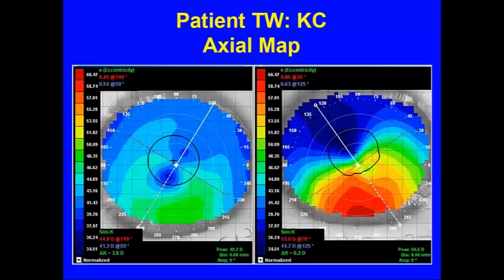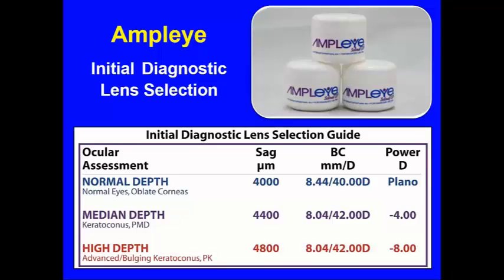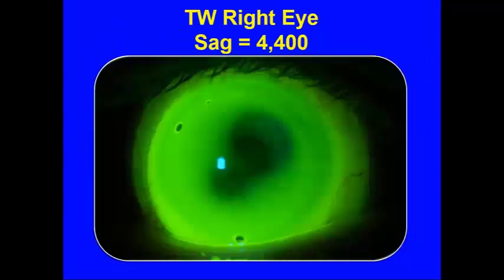Let's take a look at a fitting example. We have a patient with moderate keratoconus in the left eye, and here we see the axial display map. And now we're going to place on that patient a lens with a depth of 4,400 microns. Remember, this is simply a starting point from which to design your contact lens. So that lens has been placed onto the eye, and immediately we can see that we have inadequate depth in the central portion of the lens.